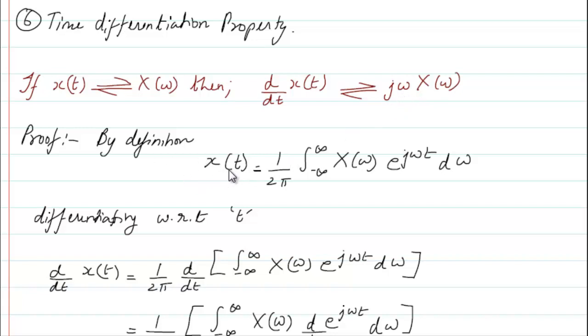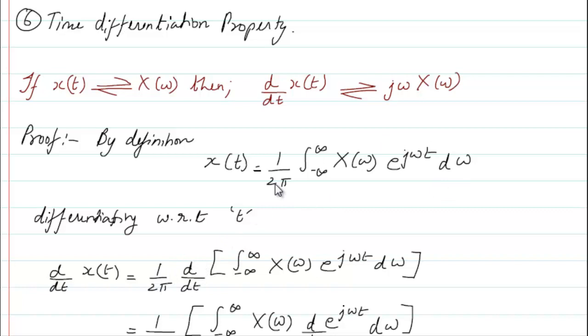Now by definition, x of t, that means through the Fourier inverse transform, this is the equation of the inverse Fourier transform. You can look at the previous lessons and see the equation of the inverse Fourier transform. So in the inverse Fourier transform, if you know X of omega, you can find x of t by using this particular equation. Now if I differentiate this equation with respect to t, I will get d by dt of x of t. Then I will differentiate this side also.